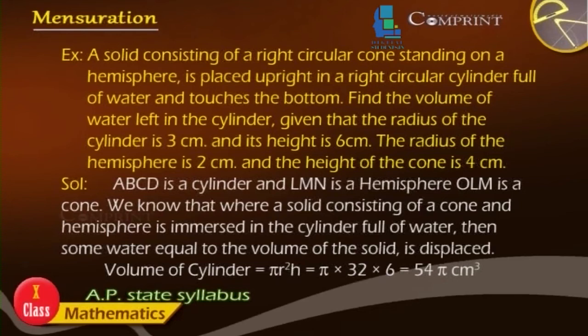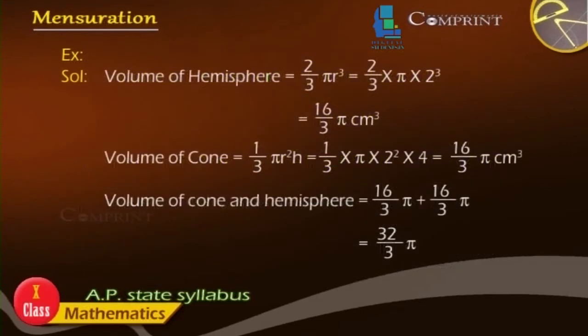Volume of cylinder is equal to pi r square h is equal to pi into 3 square into 6 is equal to 54 pi centimeters cube. Volume of hemisphere is equal to 2 by 3 pi r cube is equal to 2 by 3 into pi into 2 cube is equal to 16 by 3 pi centimeters cube. Volume of cone is equal to 1 by 3 pi r square h is equal to 1 by 3 into pi into 2 square into 4 is equal to 16 by 3 pi centimeters cube.